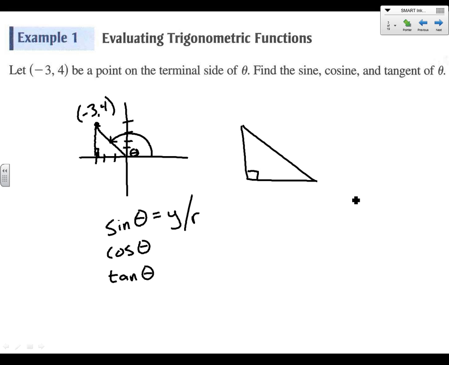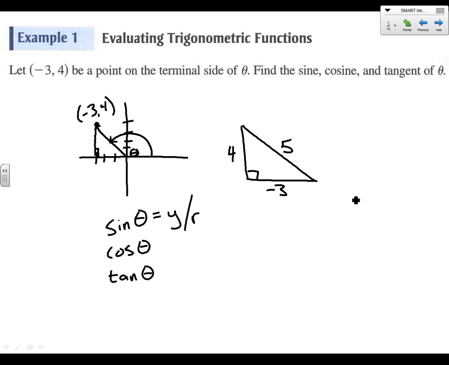Our x value is negative 3, so sideways is negative 3. Our y value is 4, so up and down is 4. We have to figure out the hypotenuse. We could do this with the Pythagorean theorem, but I think at this point we should know the 3, 4, 5 right triangles. So the hypotenuse is going to be 5, and I got 5 with Pythagorean theorem.